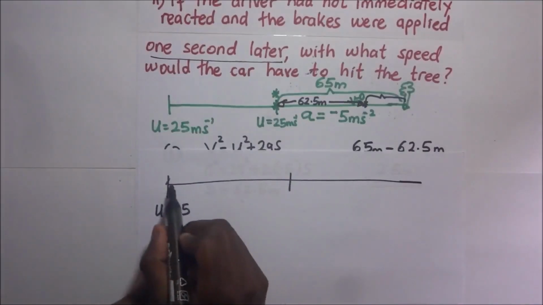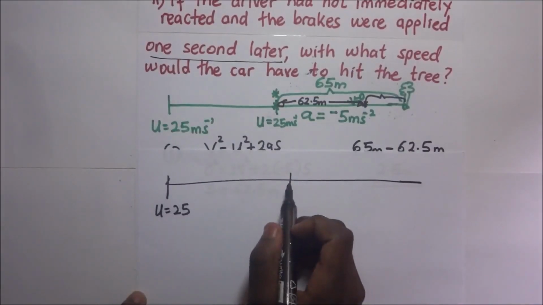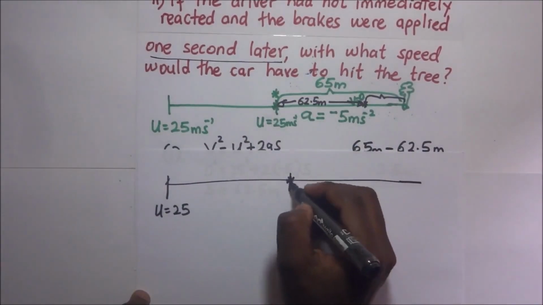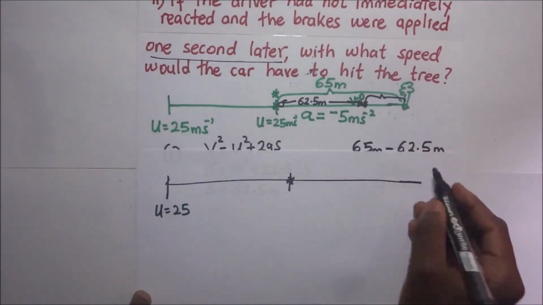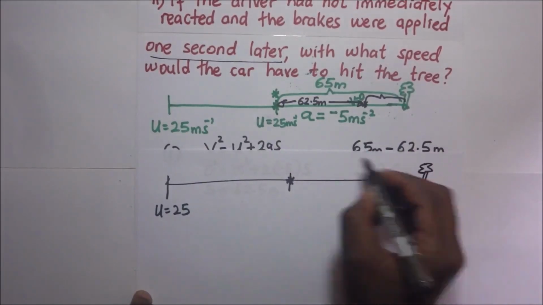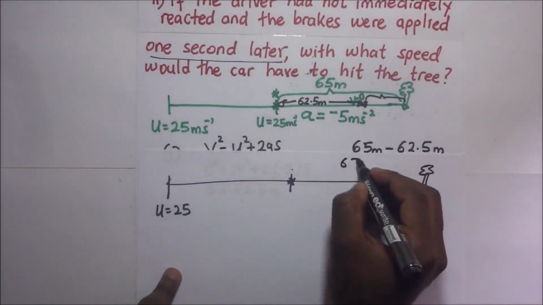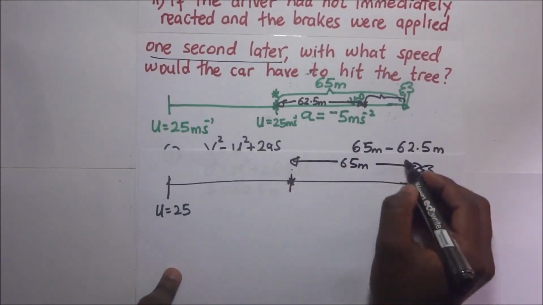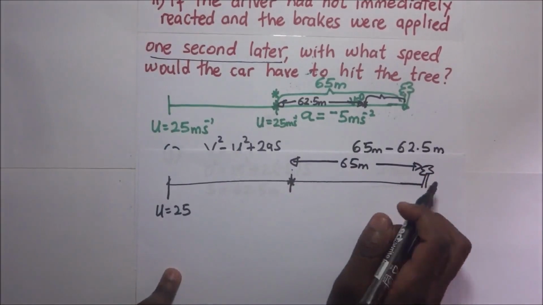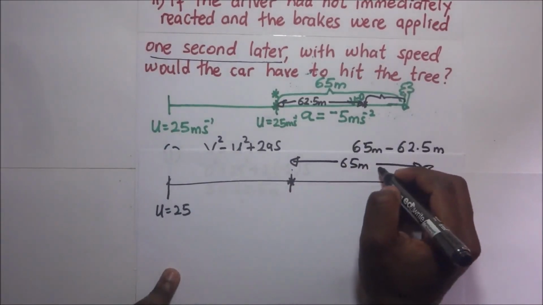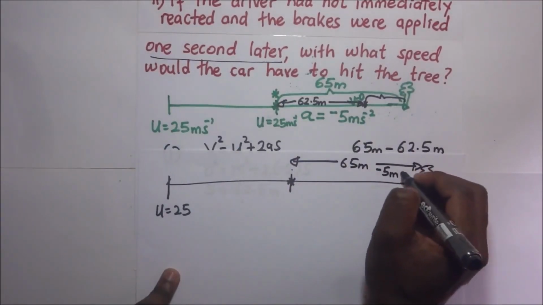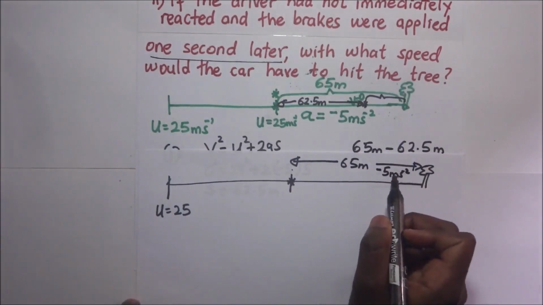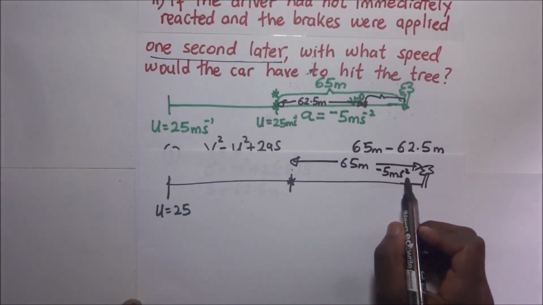Initially he moves at a constant speed of 25 meters per second. As he's moving at that constant speed, he reaches a point and realizes there is a tree ahead, 65 meters away. So he starts retarding. The retardation is negative 5 meters per second squared; he retards at 5 meters per second squared.